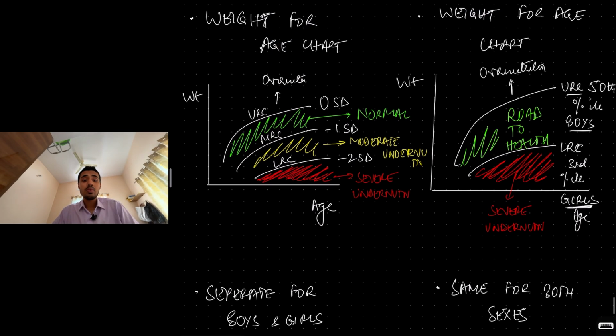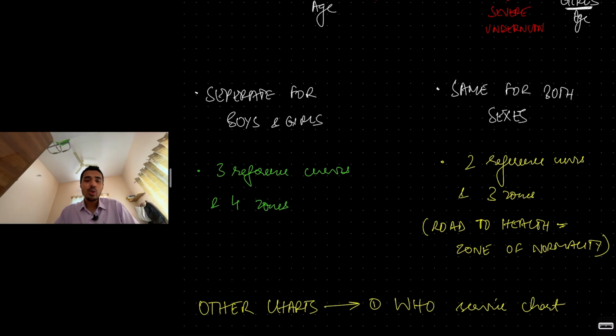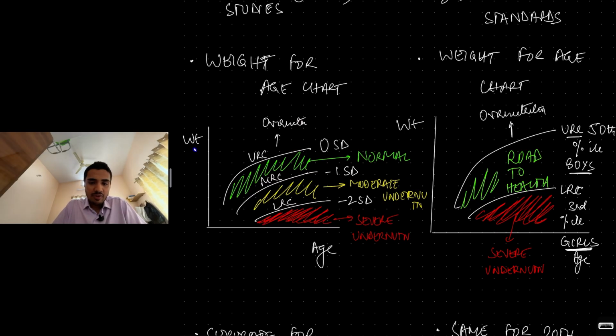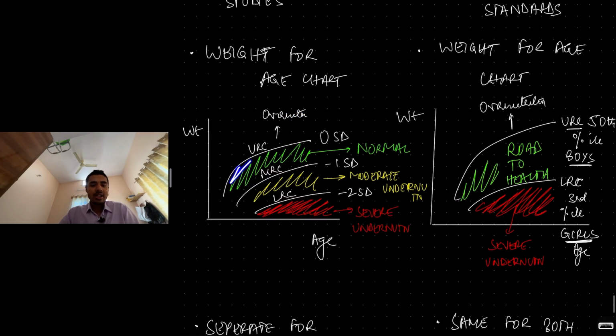Now, what is important is that in the ICDS growth chart, you have 3 reference curves and 4 zones. It is a weight for age chart. The Upper reference curve, URC, is 0 standard deviation. The Middle reference curve is -1 standard deviation. The Lower reference curve is -2 standard deviation. So now you have 4 zones. Above this, you can have overnutrition. Actually, up to +2 standard deviation, it is normal. But then you'll have overnutrition. Then you have a green zone. The green zone is normal. Up to minus, okay, here I've made a mistake.